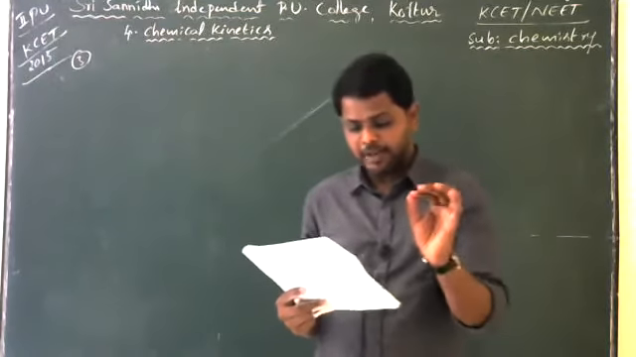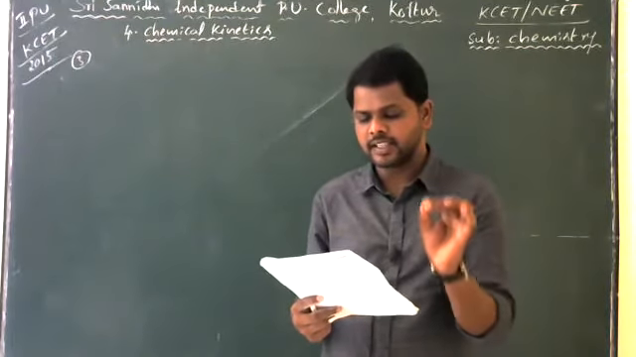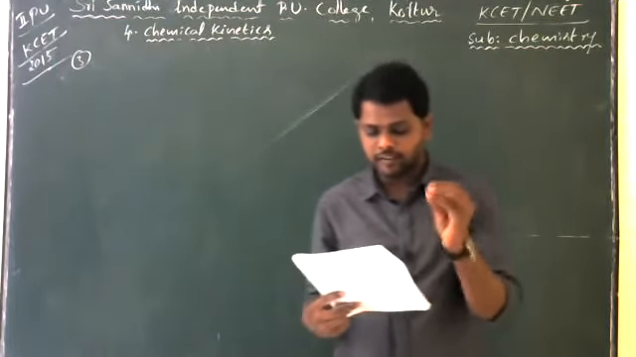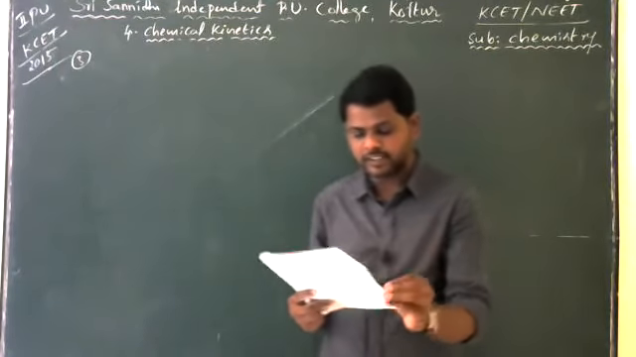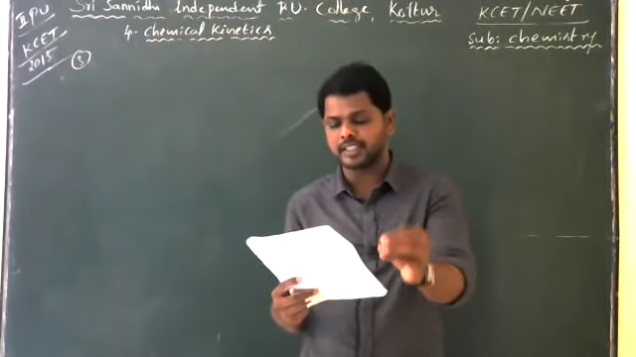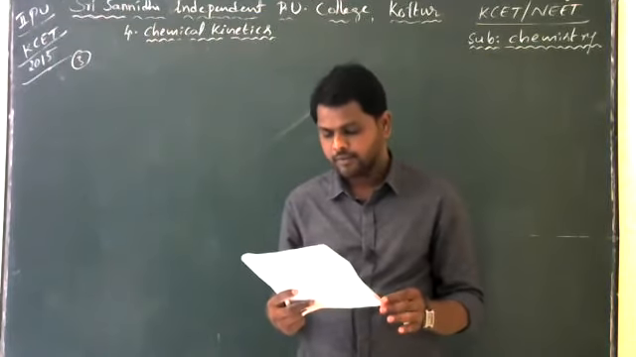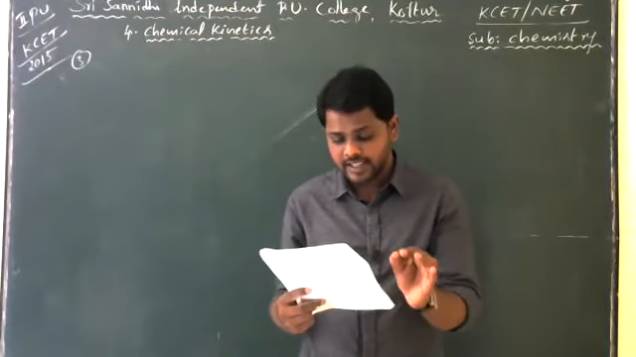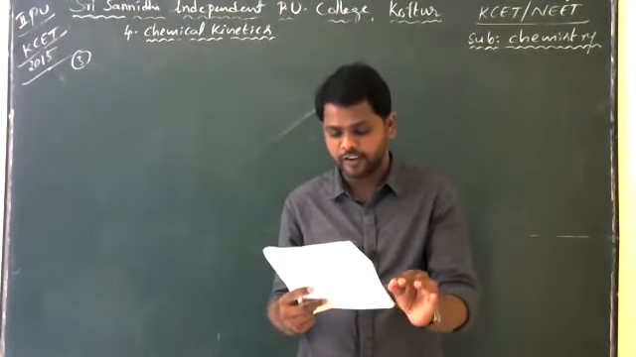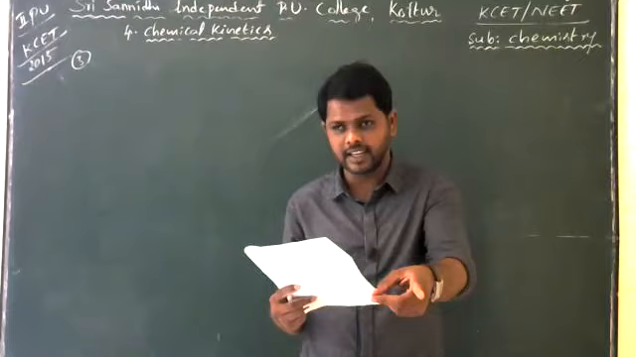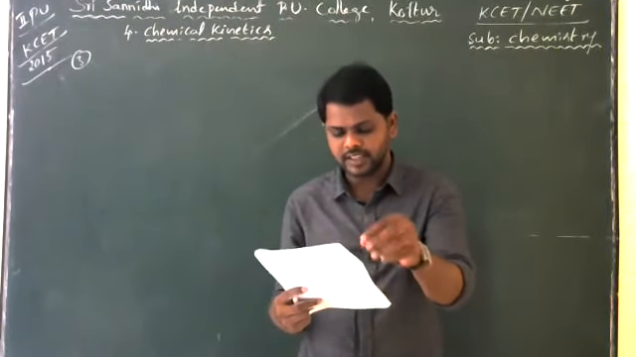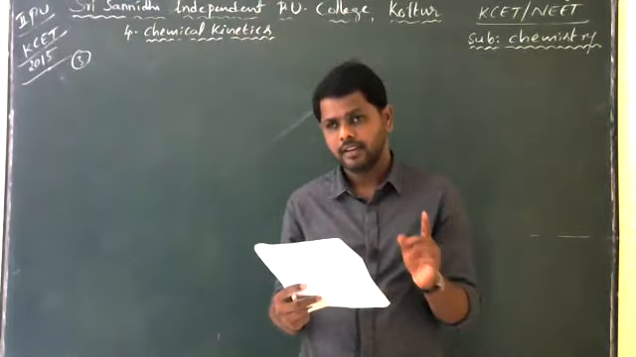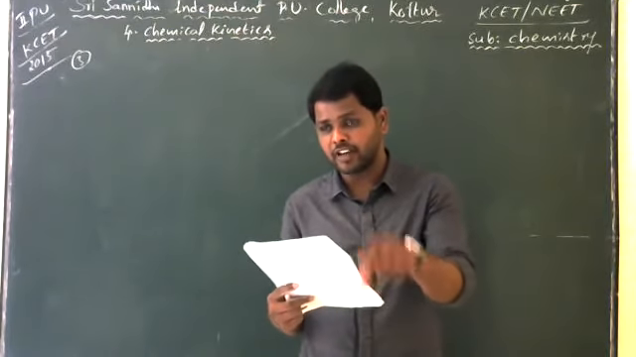See, 100 centimeter cube of 1M CH3COOH was mixed with 100 centimeter cube of 2M CH3OH to form an ester. The change in the initial rate, if each solution is diluted with equal volume of water, would be.